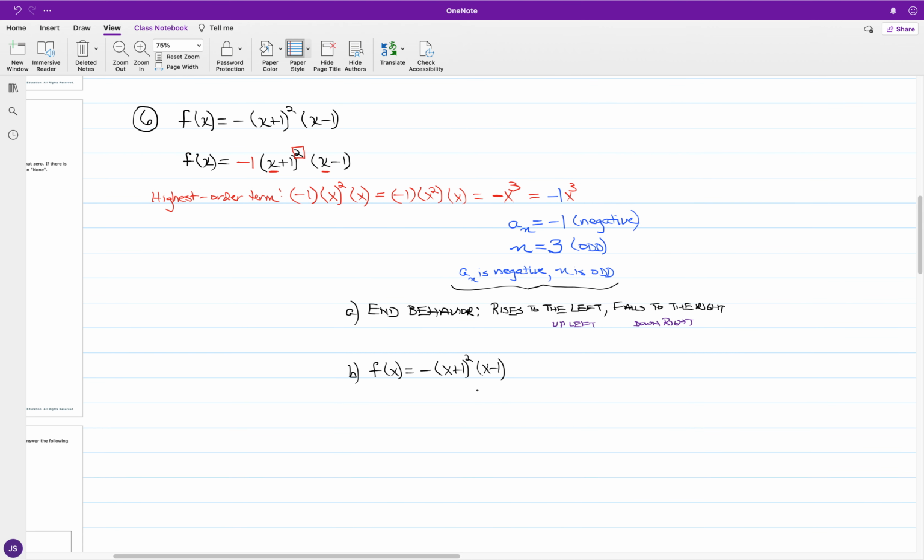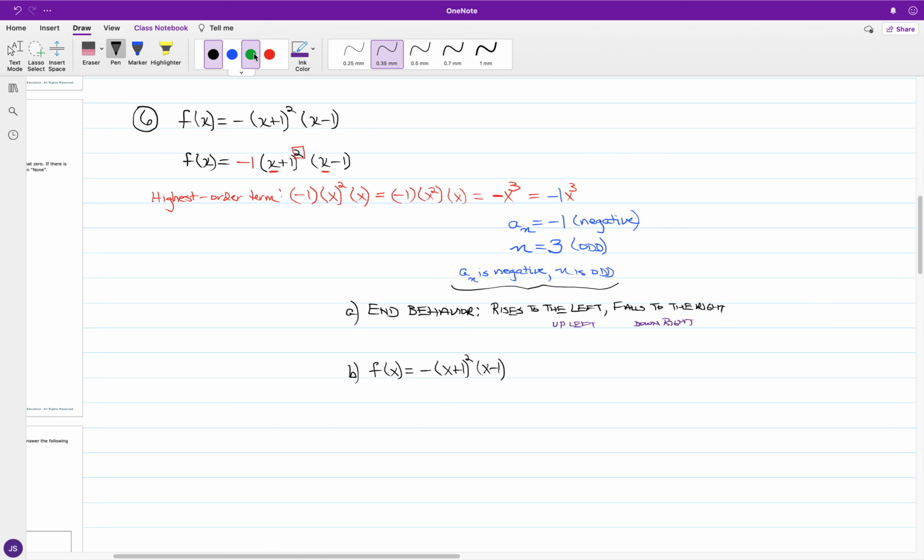Now in the case of the zeros, notice with your factors you have x plus 1 and x minus 1. So x plus 1 is equal to 0, so we have x equal to negative 1. And if x minus 1 is equal to 0, then x is equal to 1.